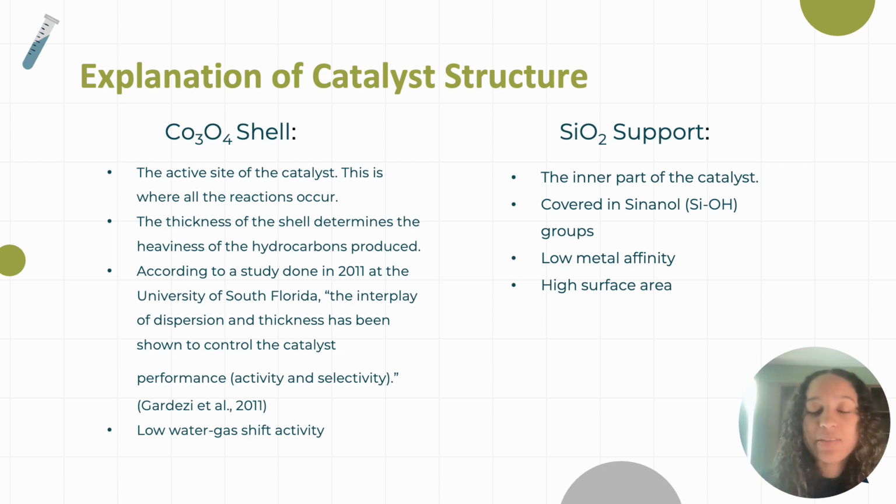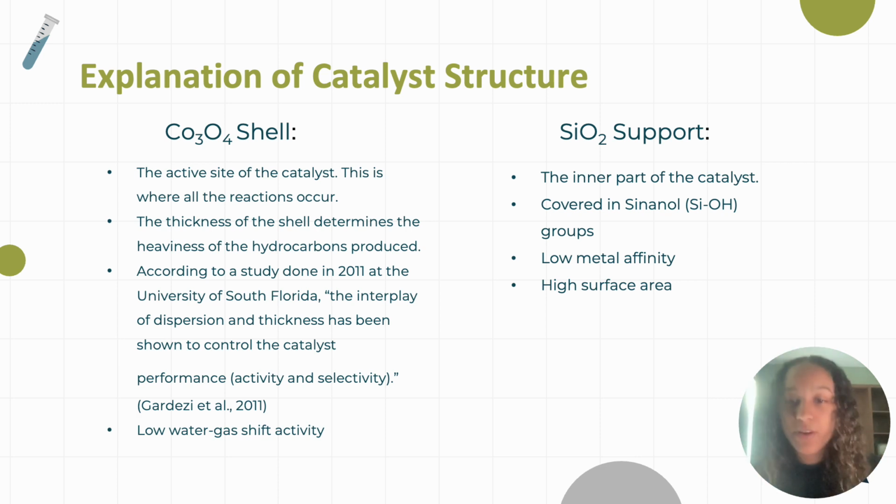And so now an explanation of the catalyst structure. So the Co3O4 shell, that's the active side, as I've said before. The thickness of the shell plays a part in the heaviness of the hydrocarbons produced. And a study done at USF in 2011 researched this, and they came to the conclusion that the interplay of dispersion and thickness has been shown to control the catalyst performance, activity, and selectivity.